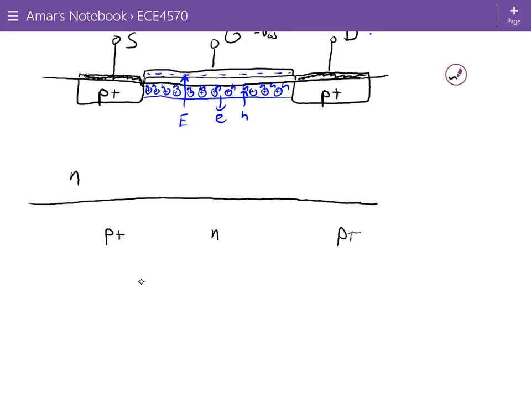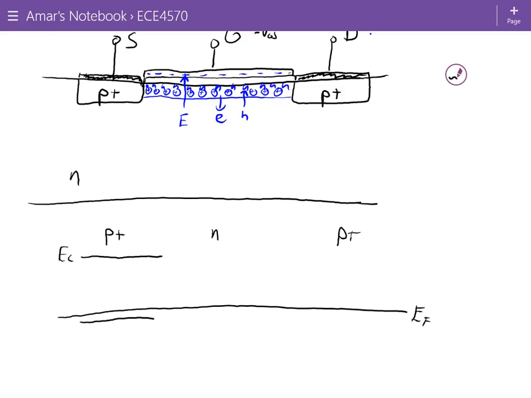So if we qualitatively draw this diagram at equilibrium, we can start off by drawing the Fermi level. At equilibrium, the Fermi level is just a flat horizontal line. For a P plus material, we know that the Fermi level is very close to the valence band, so we can just do something like this. Now this is EC, and this is EV. We also have a P plus material on this side. So the doping levels are the same, so the band diagram will look the same on that side.